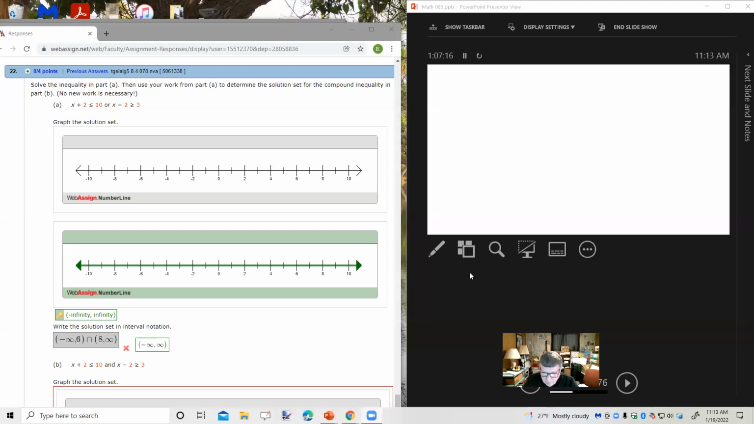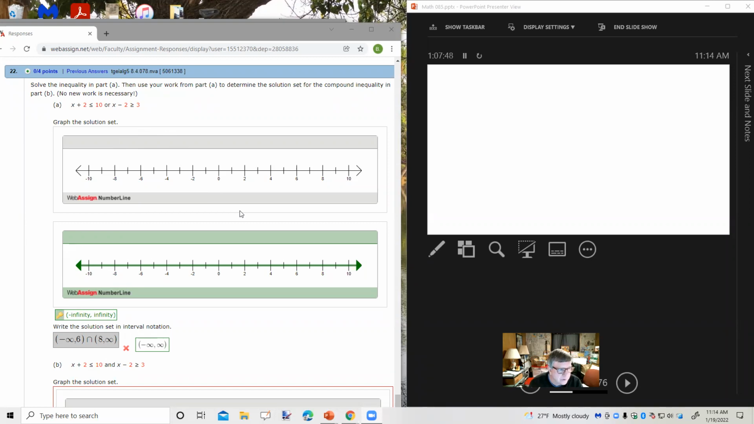All right, so let's change the view screen to where we can see WebAssign. Okay. Solve the inequality in part A, then use your work from part A to determine the solution set for the compound inequality in part B. No new work is necessary. All right, let's take a look. Look at part A and look down here at part B. What's the difference between the two? Part A is a union, part B is an intersection. But the two inequalities are the same.